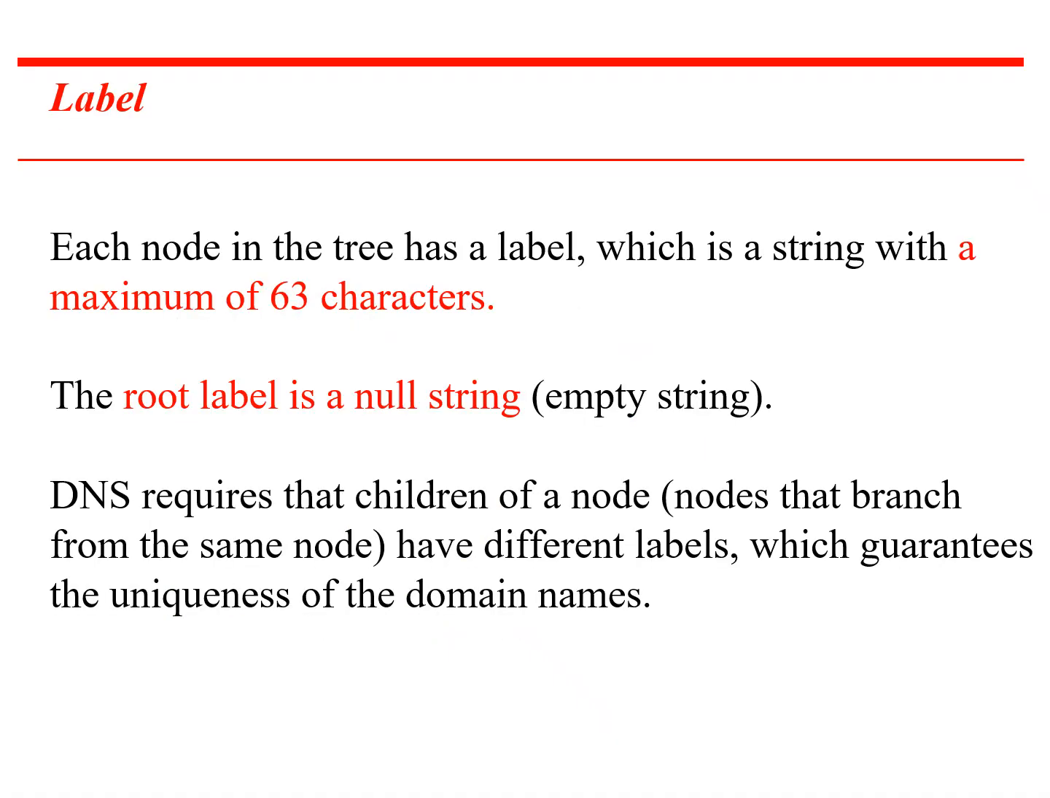First we'll understand what we mean by a label. Each node in the tree has a label, which is a string with a maximum of 63 characters. The root label is a null string, also called the empty string. DNS requires that children of a node have different labels, which guarantees the uniqueness of the domain names.